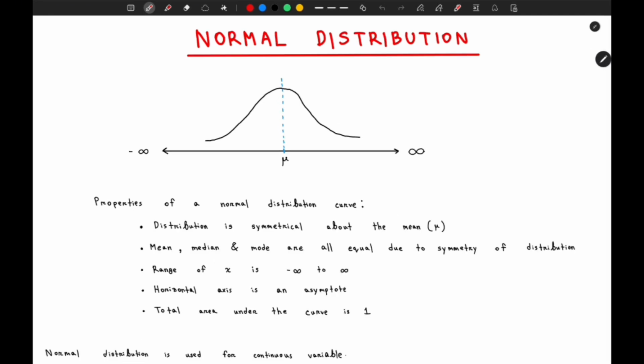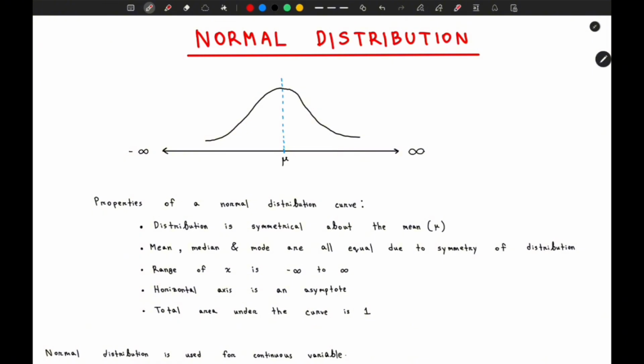So a normal distribution curve is very symmetrical, and the midpoint of the normal distribution curve is the mean value. This is the mean value. And there are some properties of a normal distribution curve. So all of you need to remember these properties.